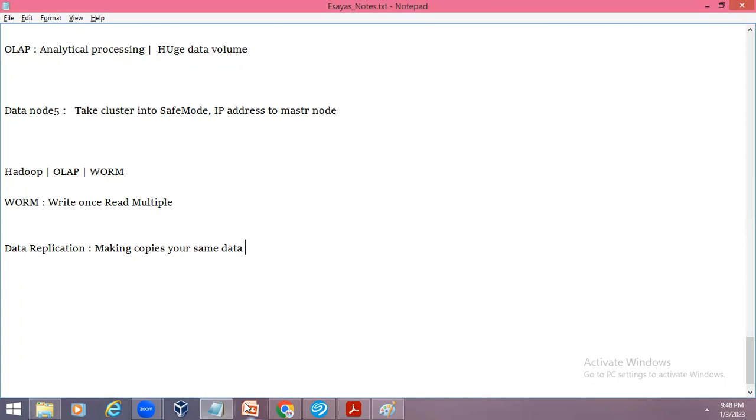In the Hadoop system, we make 3 copies by default, but we can also change this number. It can be 1, 2, 5, 7, 9, anything, up to you. But by default, Hadoop provides you a replication factor of 3, meaning 3 copies of data. Okay, clear on this?